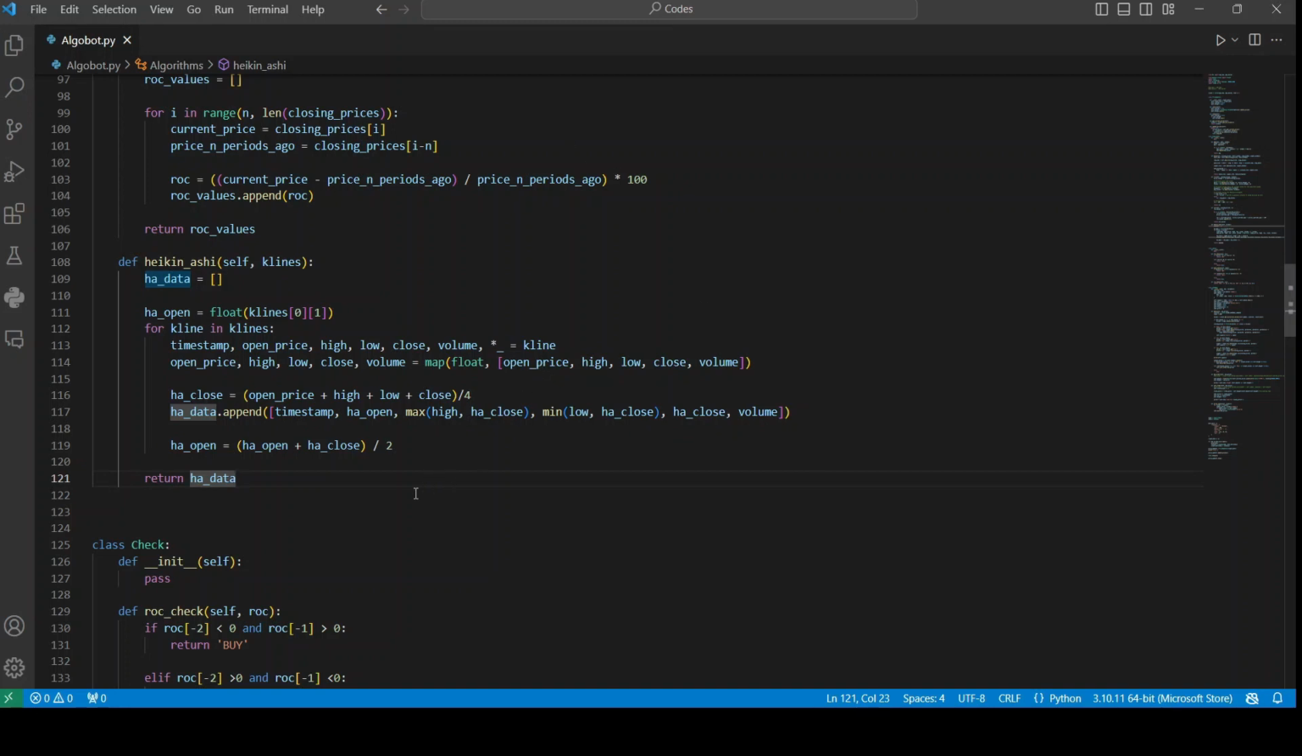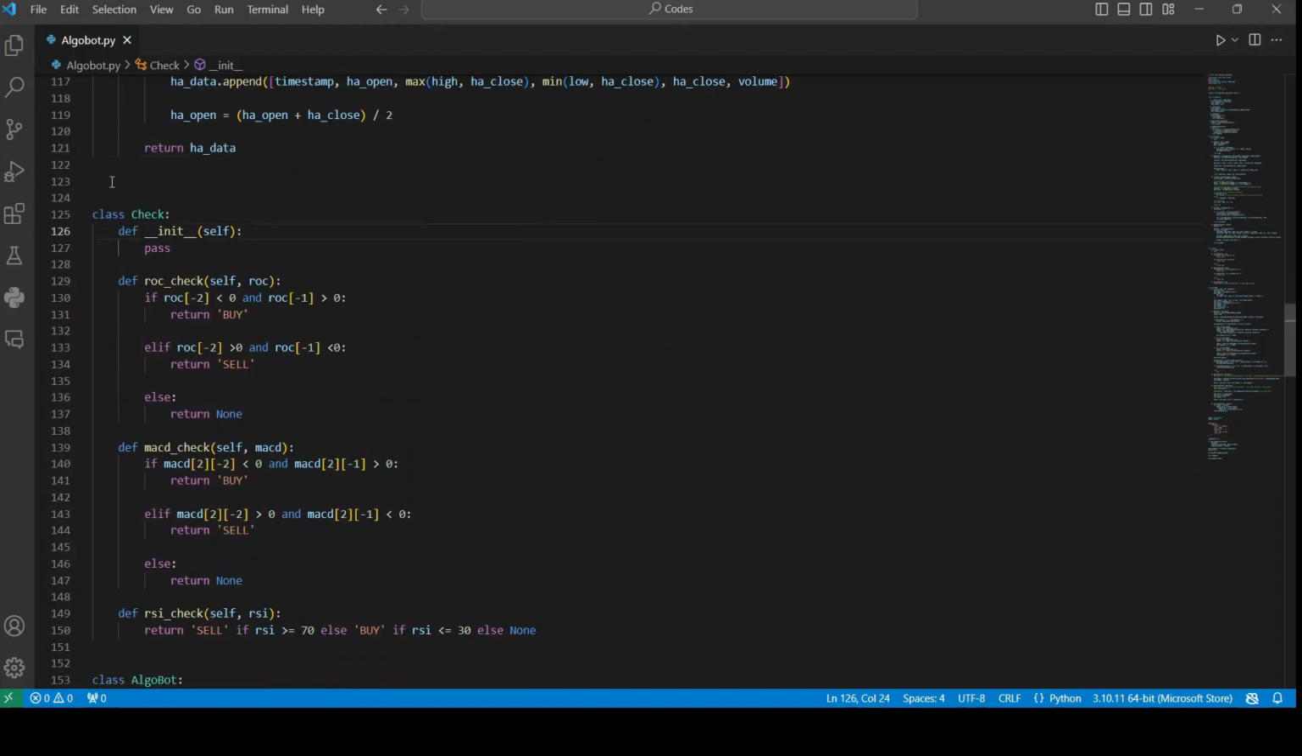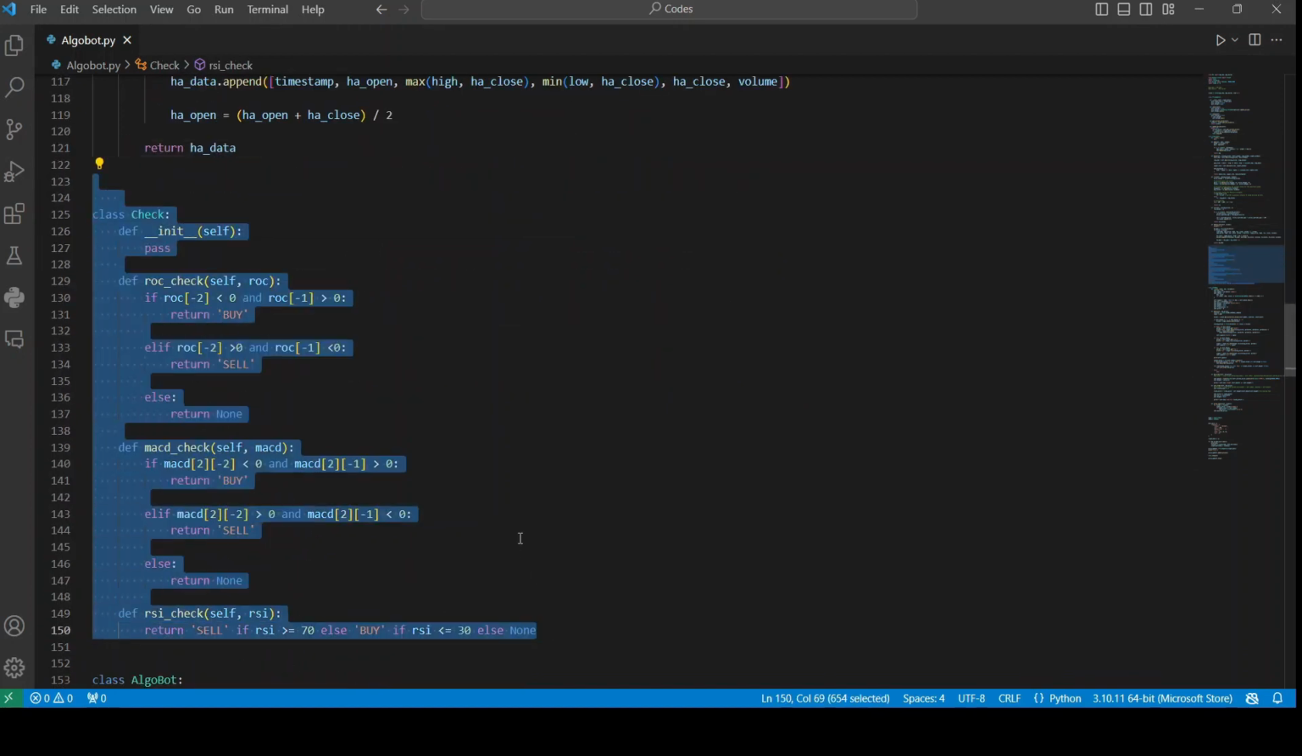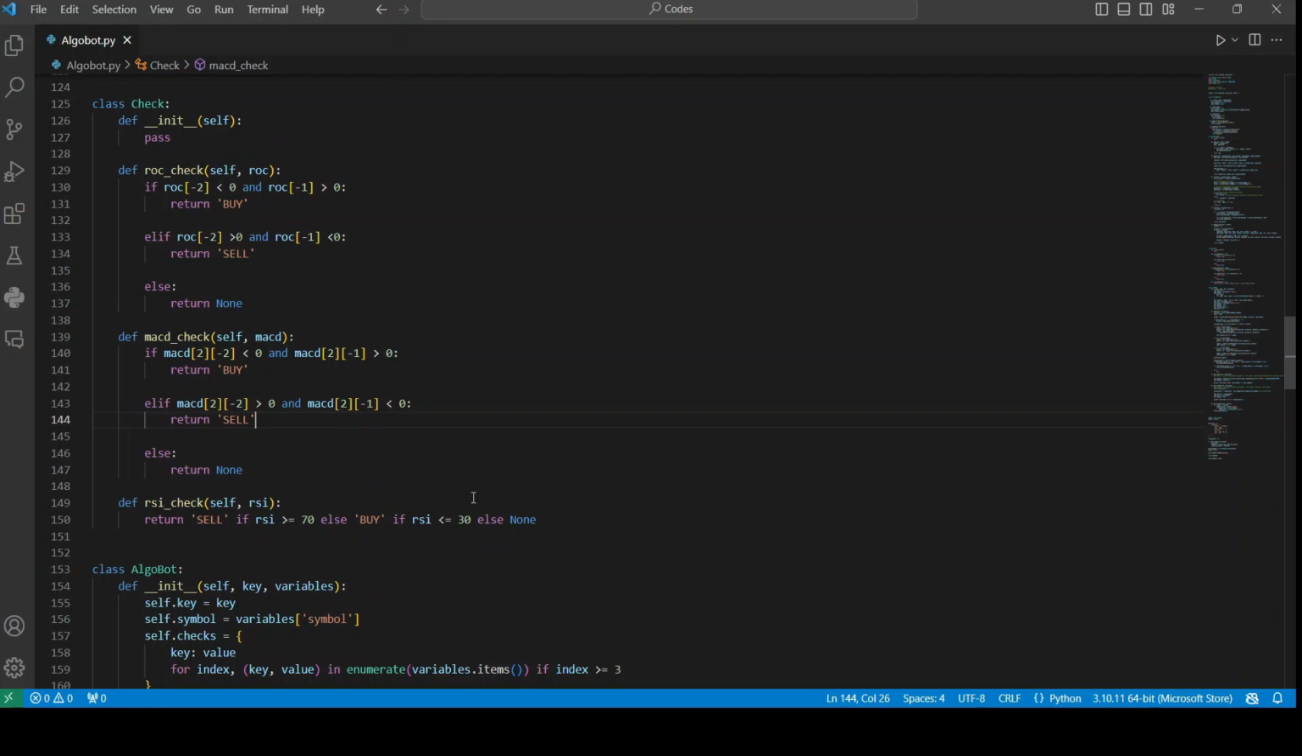So in this way, we convert any candlestick chart into a Heikin Ashi chart. And finally, here is where we have our checks class. So this will just check whether the price of the asset is where it needs to be for us to generate a buy and sell order in relation to a specific indicator.